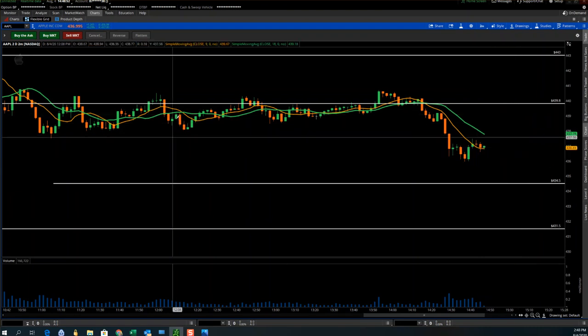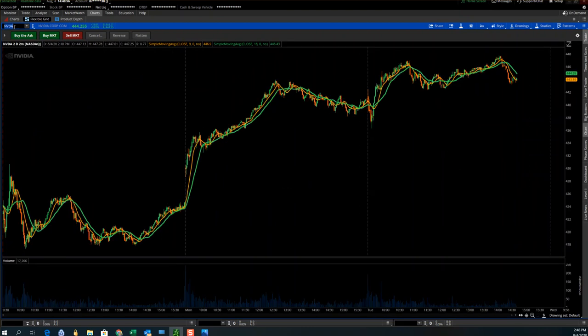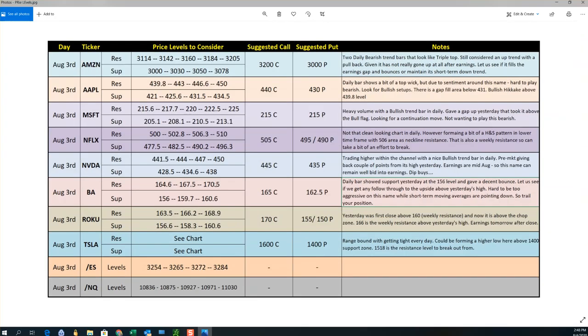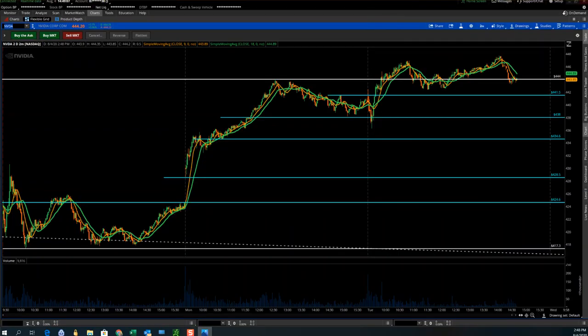So that's one example of how we did. NVIDIA. The levels to watch for NVIDIA on the upside were 441.5 and 444. I believe Annie did tweet that she's watching NVIDIA, Microsoft, Roku, and I think another name I can't recall, but yeah, those few names.